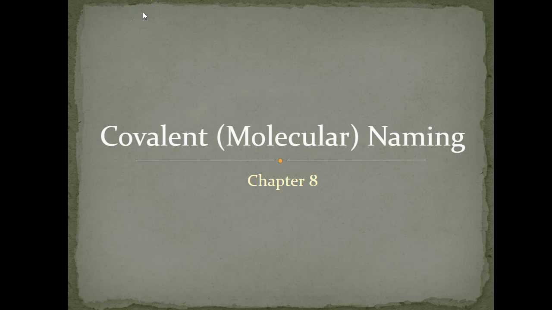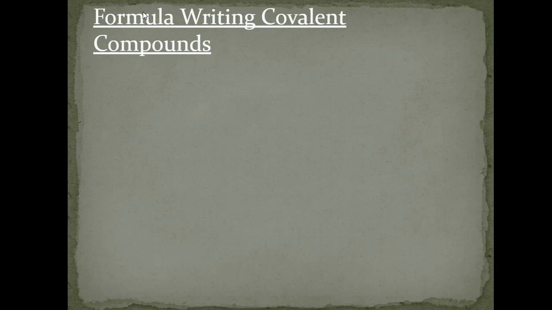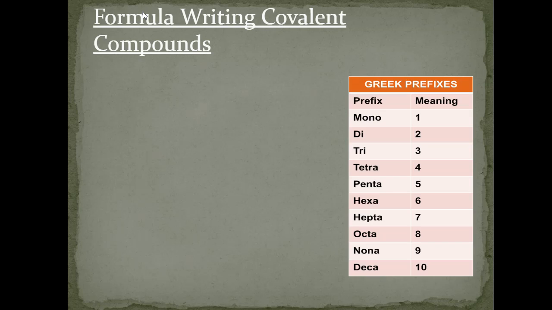Let's take a look at naming covalent compounds. First thing we need to talk about is writing the covalent compound formulas. Consider the Greek prefixes. Mono means one, di means two, tri means three, tetra means four, penta means five, hexa means six, hepta means seven, octa means eight, nona means nine, and deca means 10.